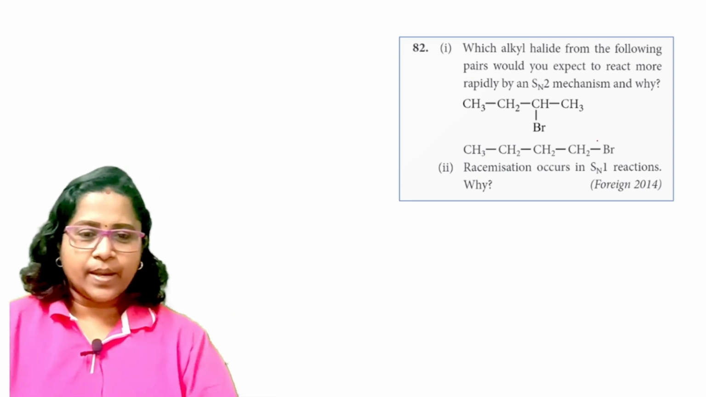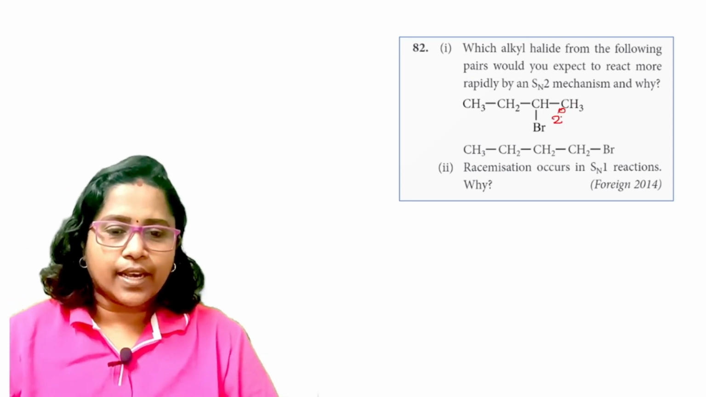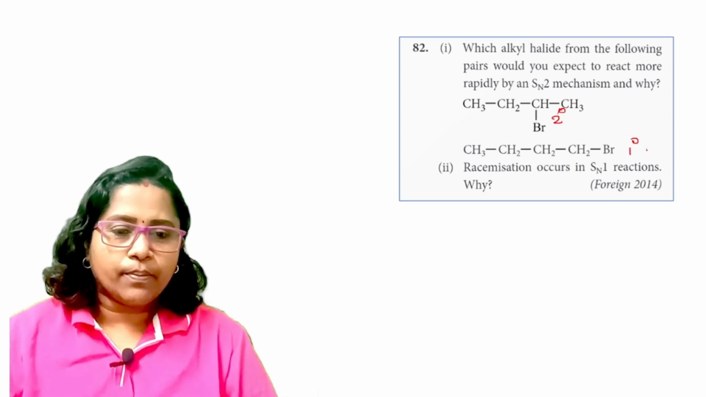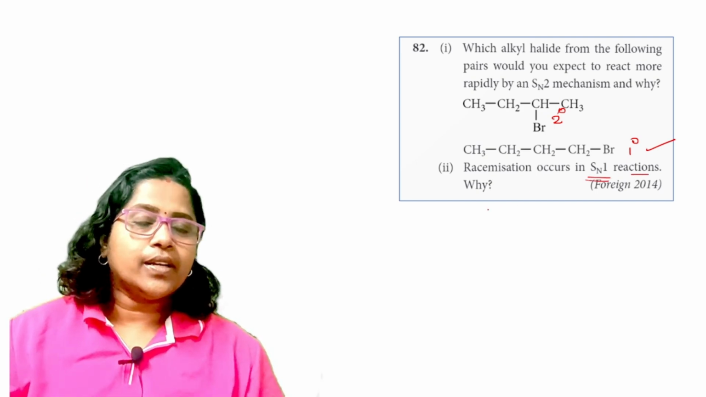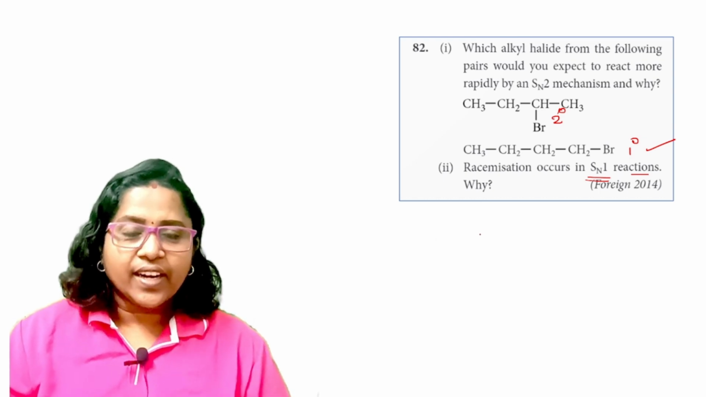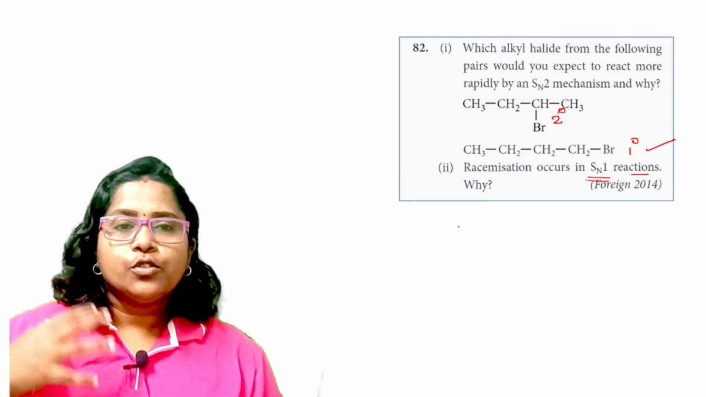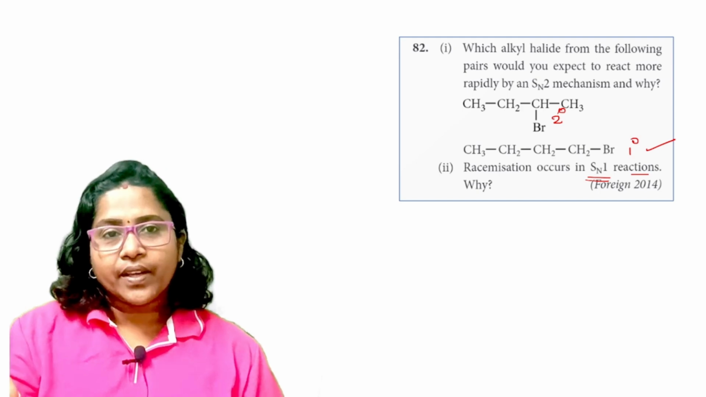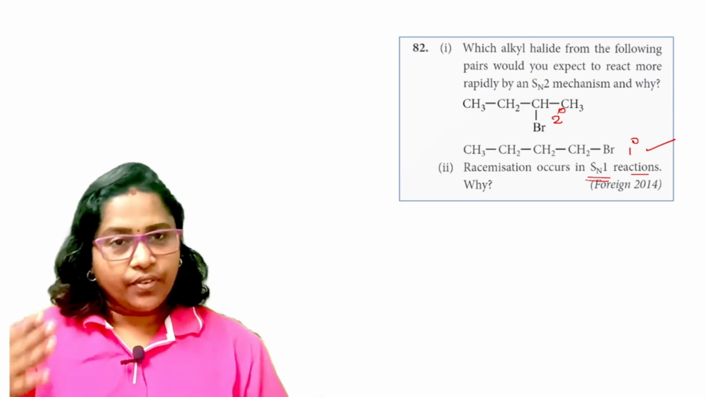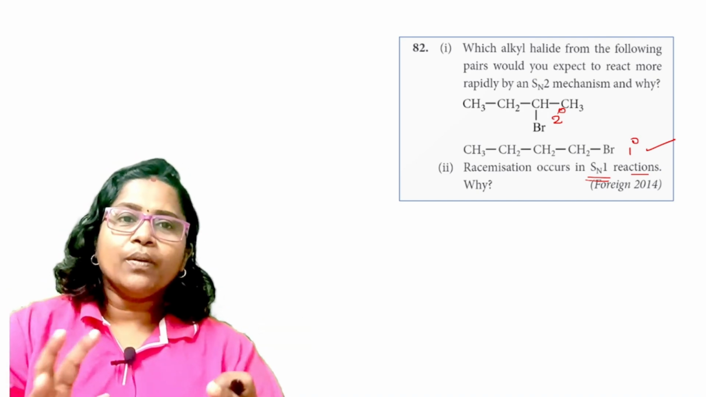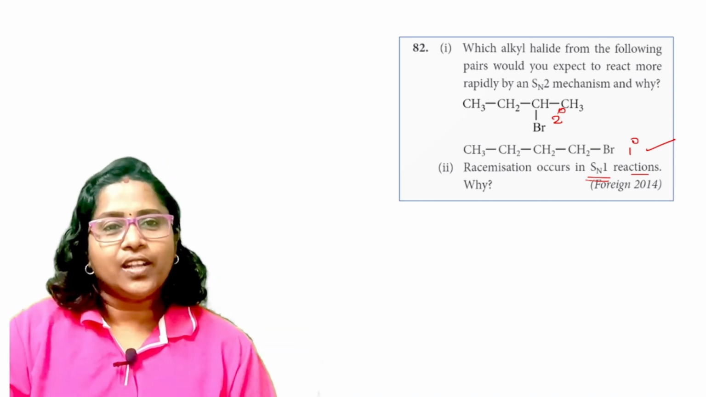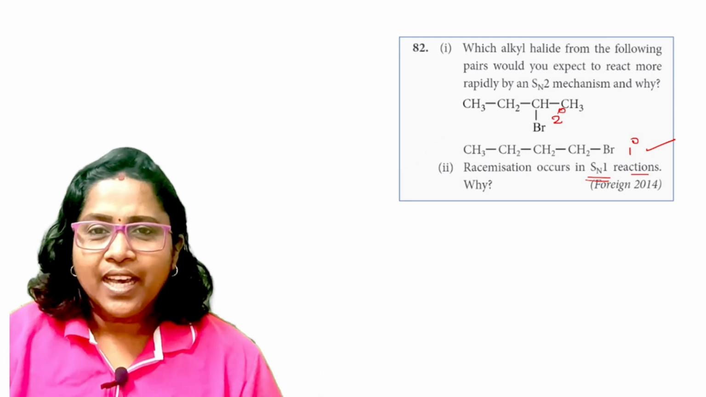Okay, this is also the same, they are asking SN2, this is secondary, this is primary, SN2 will prefer primary. Racemization occurs in SN1 reaction. What is the reason why? Because both front attack and back attack are possible. If it is through front attack, there is a possibility of retention. If it is through back attack, there is a possibility of inversion. So both in equimolar composition is called a racemic mixture, it is an optically inactive compound.